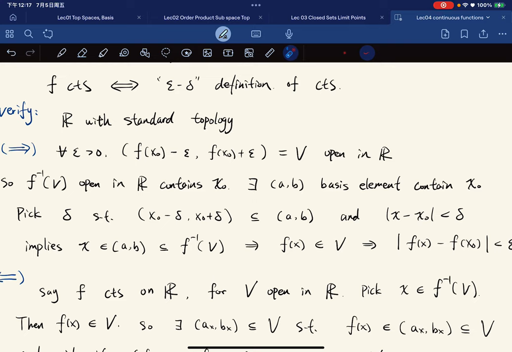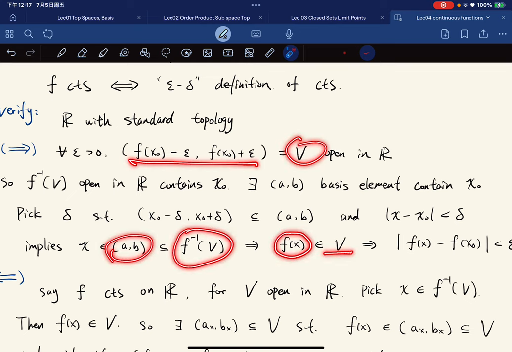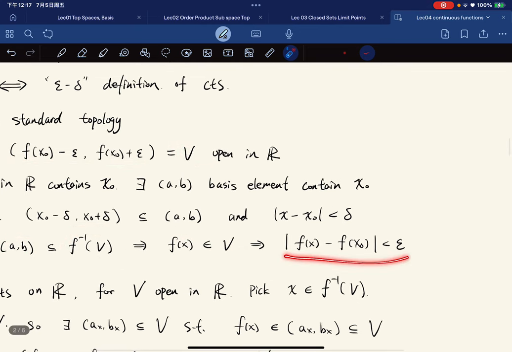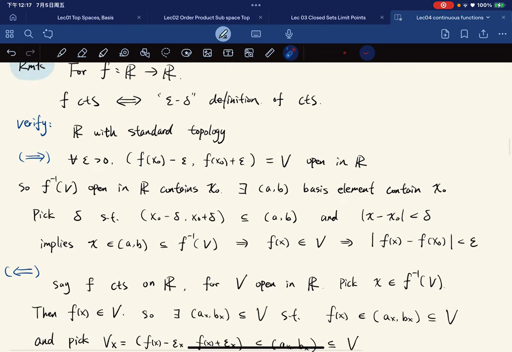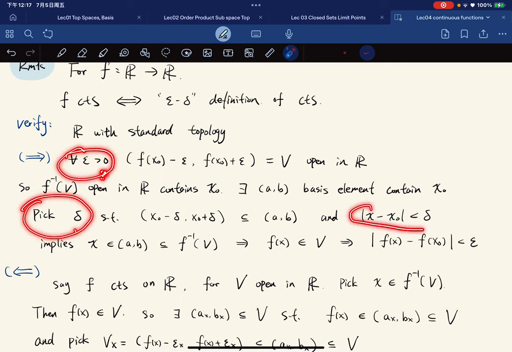So if the distance between x and x naught is less than delta, that is, the absolute value is less than delta, this implies that x is in here, which means it's in (a, b). If it's in (a, b), which is in the inverse image, then f(x) is in V. But V is equal to this, which means this. So for any epsilon greater than zero, there exists delta such that we have this.